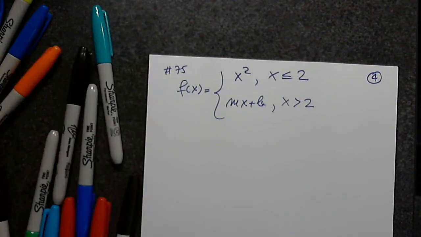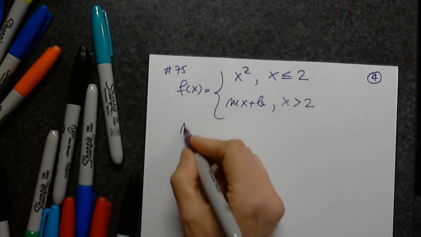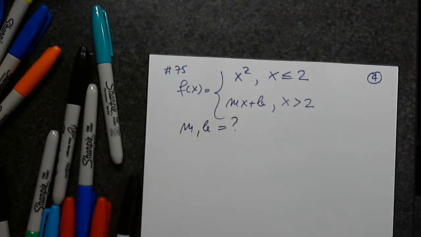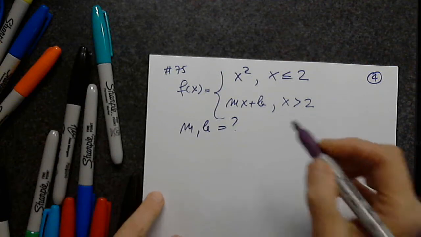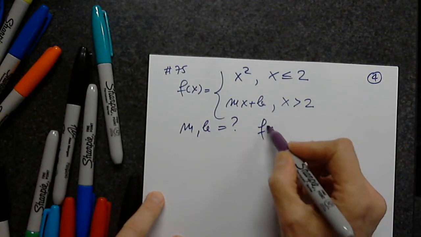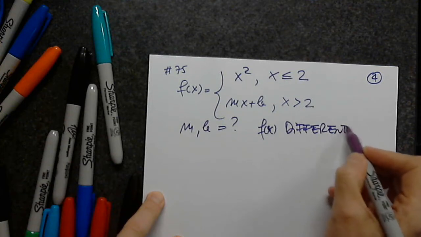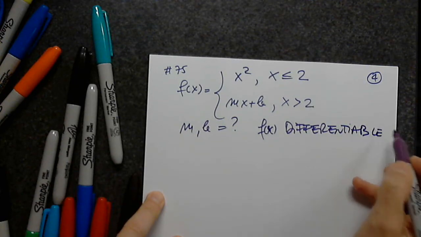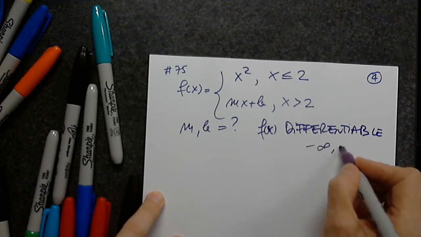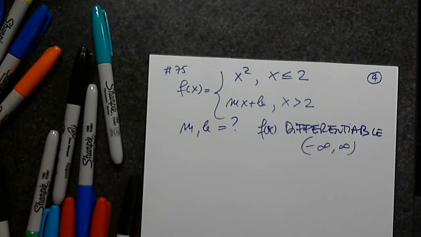So now I read on. Find the values of m and b. So these are the unknowns, m comma b, that make f of x differentiable everywhere. By everywhere we mean on negative infinity to infinity. That's what we mean by everywhere.